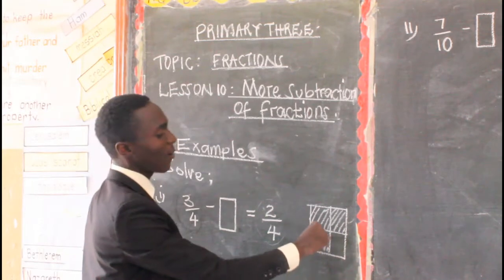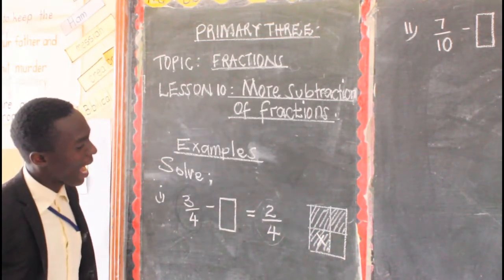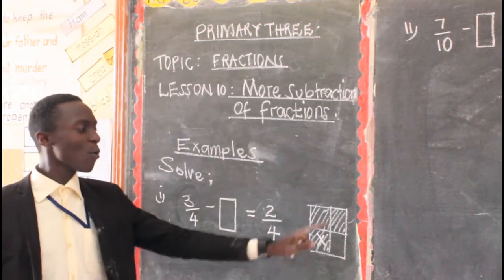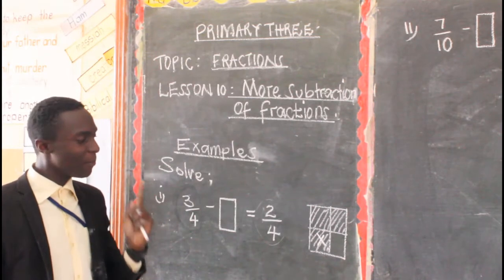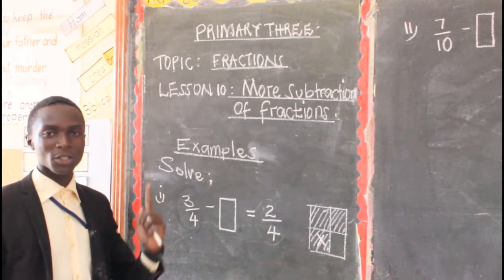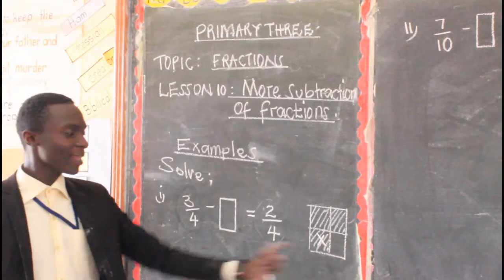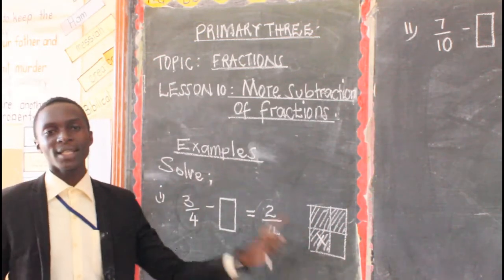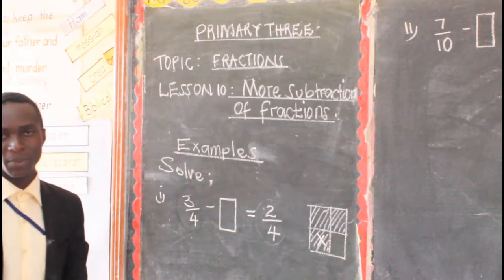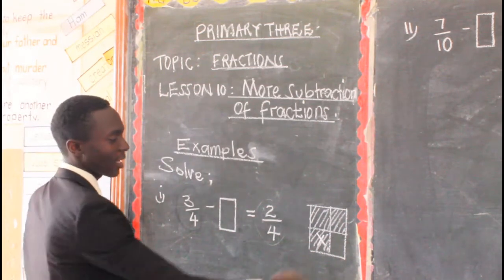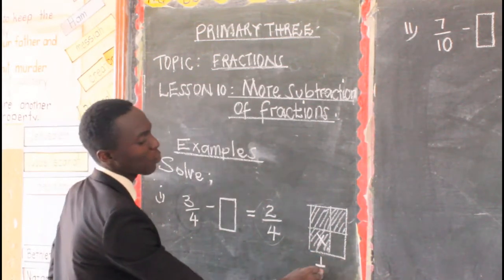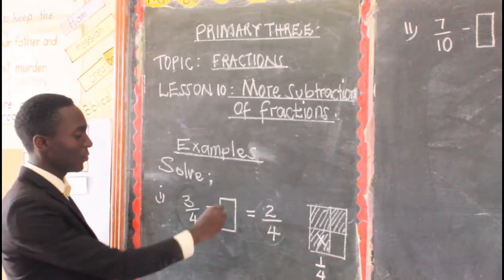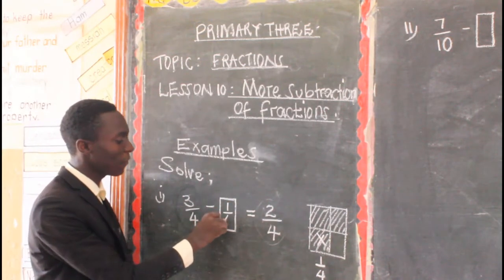If I cancel this one out, how many parts am I going to remain with? I am going to remain with 1, 2 parts. I'm going to remain with the 2 shaded parts out of the 4. So how many parts have I crossed? I have crossed only 1 part out of 4. The part that you have crossed is the one which is going to fill our blank space here. So you say it is 1 out of 4.